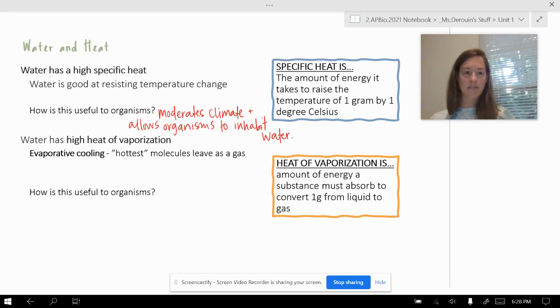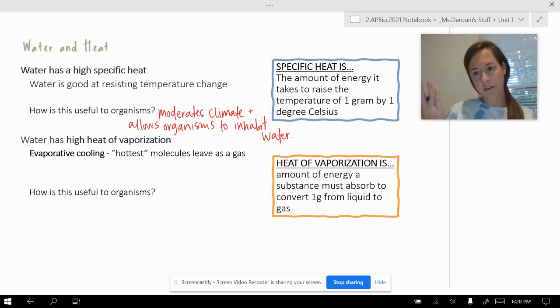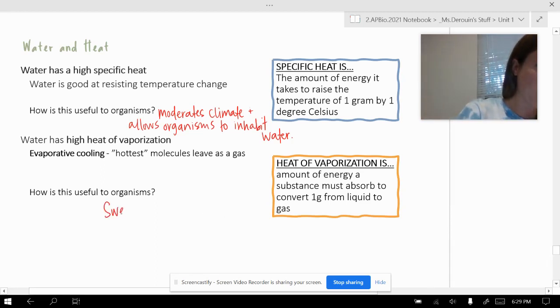Similarly, water has a high heat of vaporization, which means that the amount of energy that it has to absorb to turn 1 gram of liquid to gas is also very high compared to other substances. So when water evaporates, it's the hottest molecules that are leaving, which allows you to feel cooler when hot water molecules evaporate off your skin. And that's one way that sweating actually cools you down. So it's useful because of sweating. A dog panting.